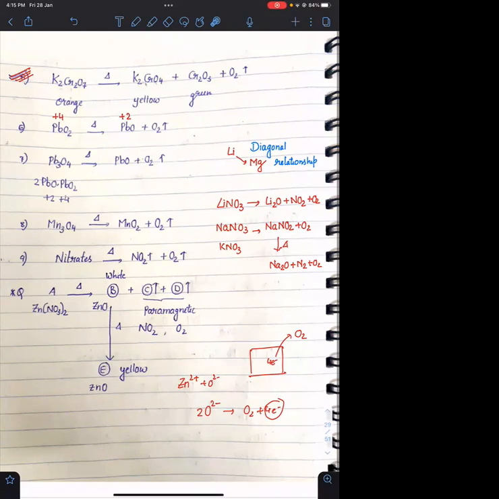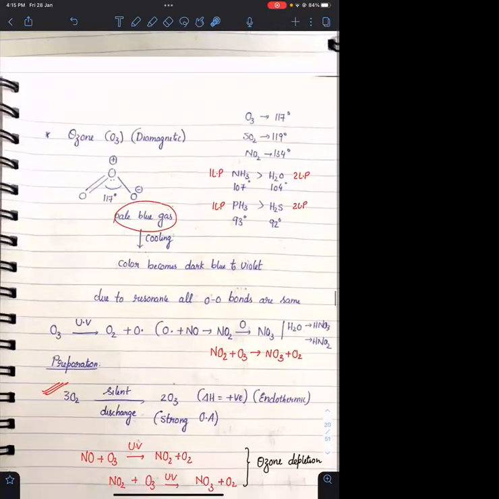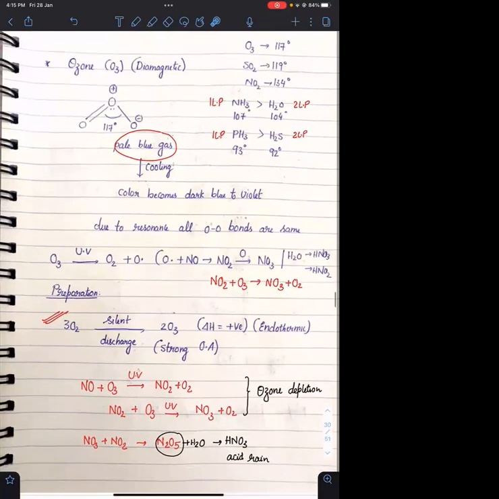Is that clear? After that, we have seen ozone, and the preparation method of ozone. Before that, we also saw the dissociation of O3 with the help of UV light. Whenever O3 interacts with UV light, it converts into O2 as well as nascent oxygen. That nascent oxygen reacts with NO present in the atmosphere to form NO2. This NO2 further reacts with another molecule of O3 to form NO3. That NO3 combines with NO2 to form N2O5.